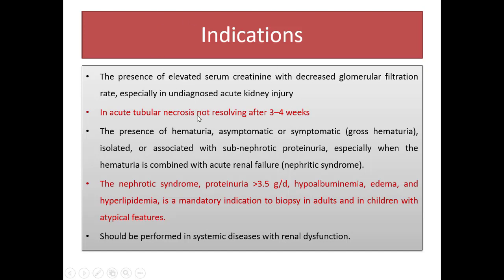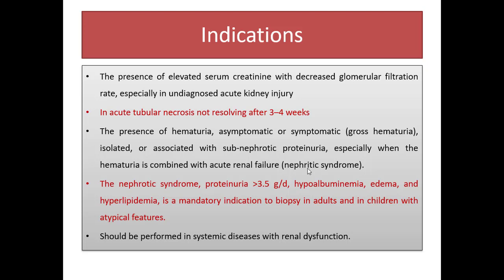The presence of hematuria, asymptomatic or symptomatic gross hematuria, isolated or associated with subnephrotic proteinuria, especially when combined with acute renal failure, means the nephritic syndrome. The nephritic syndrome, as we will mention in the next slides, is related to certain types of glomerular patterns, which are all active patterns, and these active patterns may imply certain treatments to reverse the condition. So the nephritic syndrome, as a presentation, is hypertension, renal impairment, hematuria, and non-nephrotic range proteinuria. This is an indication for kidney biopsy.